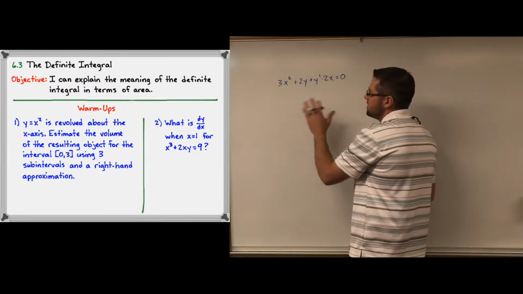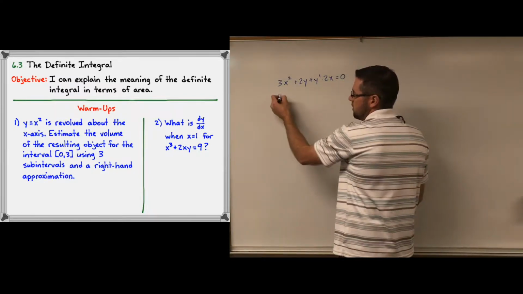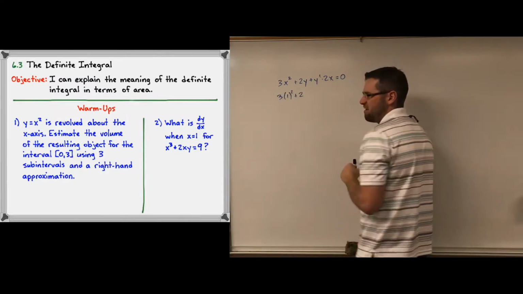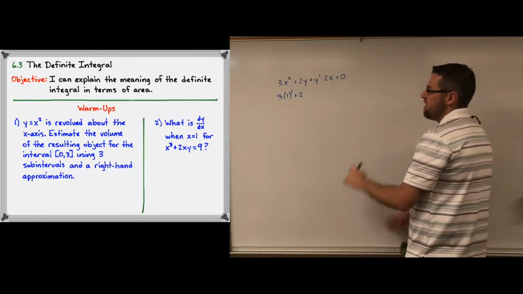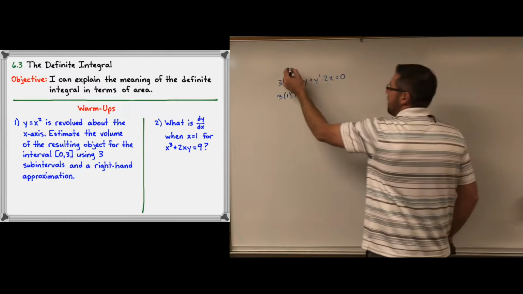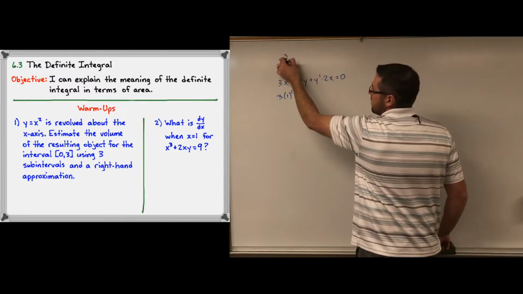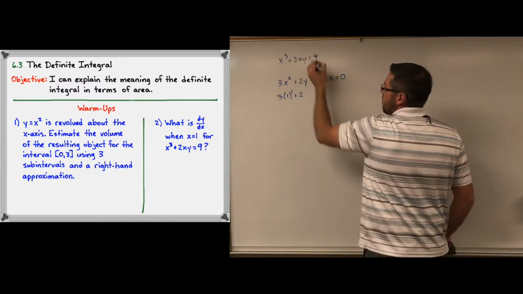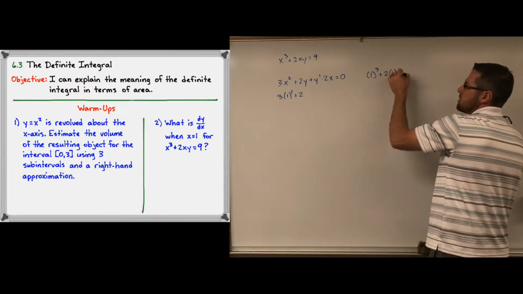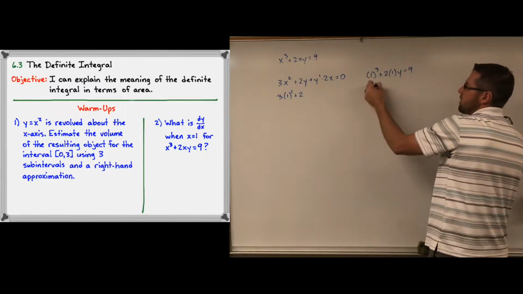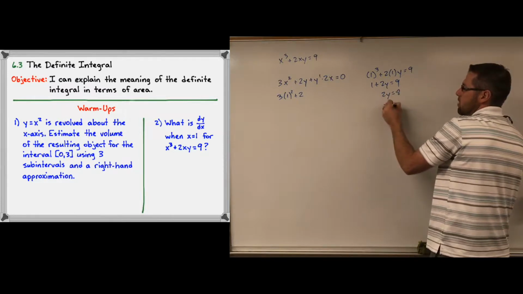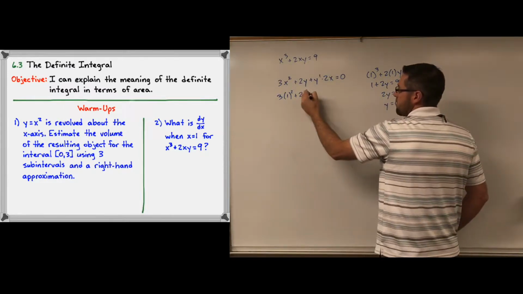So you could move it all over, and that's fine. I don't want to, but let's plug in what we know. We know x is 1, so we're going to say 3 times 1 squared plus 2 times, what's y? We don't know. We've got to find y by plugging it into the original equation. So if x cubed plus 2xy equals 9, we're going to say 1 cubed plus 2 times 1 times y equals 9. And then we get 1 plus 2y equals 9. So 2y equals 8. So y equals 4. So we can plug that in here.